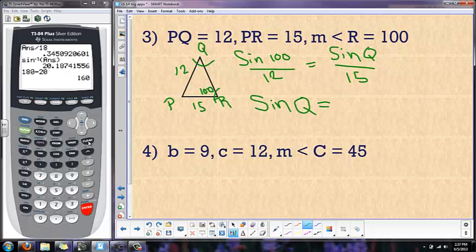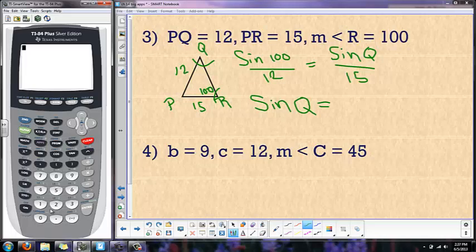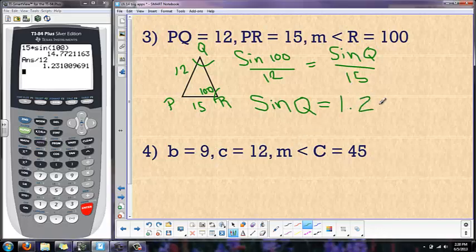If you want to keep writing it out, that's fine. It's just kind of hard for me to write it out every single time. So I'm going to do 15 times the sine of 100, enter. And then because I do 12 times the sine of Q, I'd have to divide by 12 to get sine of Q by itself. So divide by 12. Sine of Q is equal to 1.23.